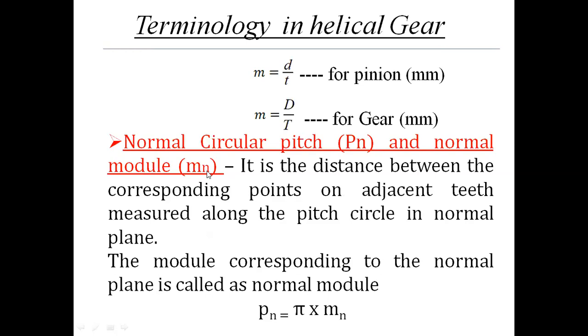As there are two different planes, and these two planes make angle alpha with each other, again there are two circular pitches, the pitch along the normal plane and the pitch along the transverse plane. And again there are two modules, the module along the transverse plane and the module along the normal plane. The normal module is denoted by m suffix n. So what is normal circular pitch? It is the distance between the corresponding points on adjacent teeth measured along the pitch circle in the normal plane.